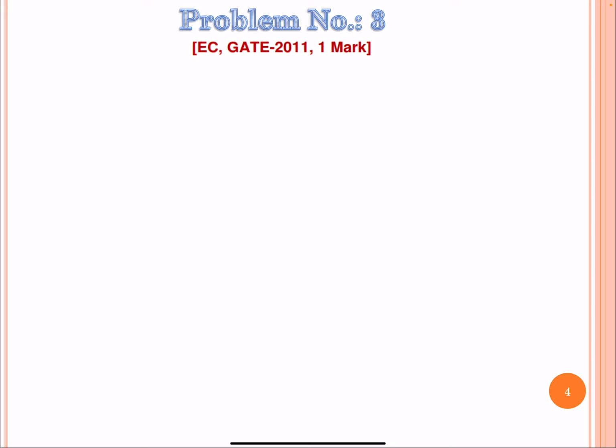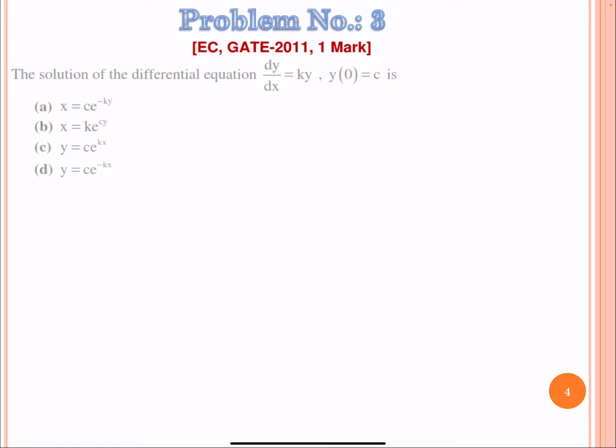Now question number 3. ये क्वेश्चन जो है ये इलेक्ट्रॉनिक्स एंड कम्युनिकेशन इंजीनियरिंग में गेट 2011 में पूछा गया था. And the statement of this problem is: the solution of the differential equation dy over dx is equal to ky, y(0) is equal to c, is. We have four options, right? Now here we have been given two things. One is an ordinary differential equation and the second is initial conditions. In this initial condition, when x is equal to 0, the value of y is c.